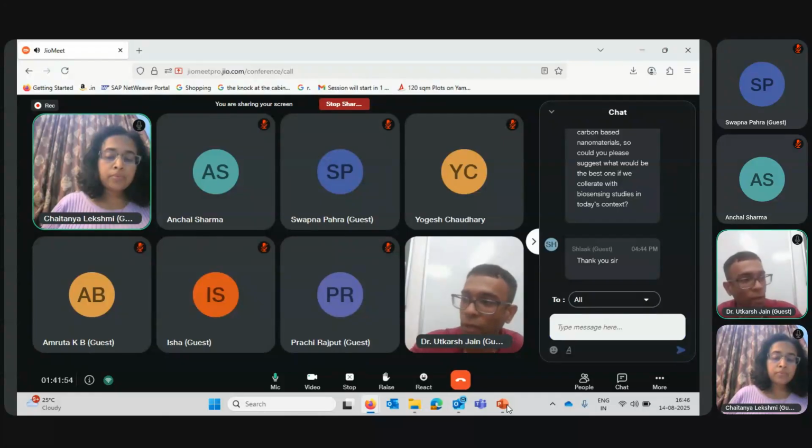So I would recommend covalent linking of certain proteins, and proteins such as enzymes as well. When you have covalent linking, the removal of the enzyme is not as easy as compared to drop casting.